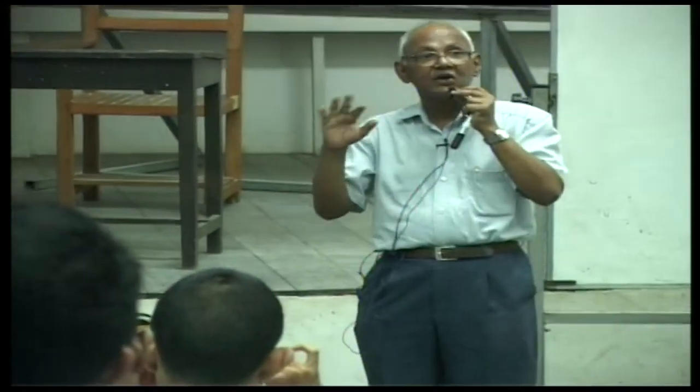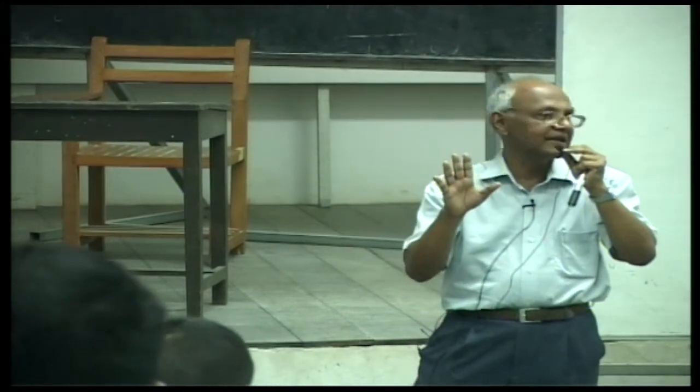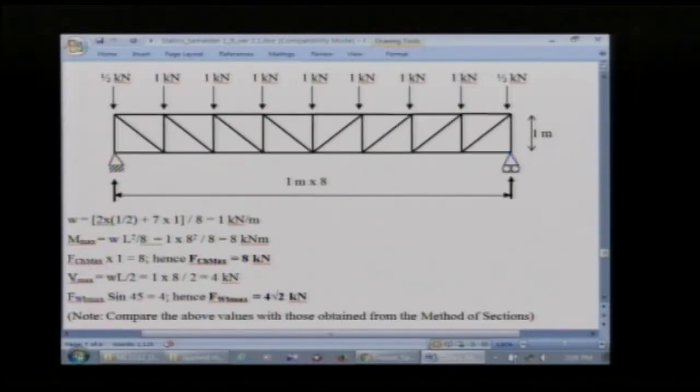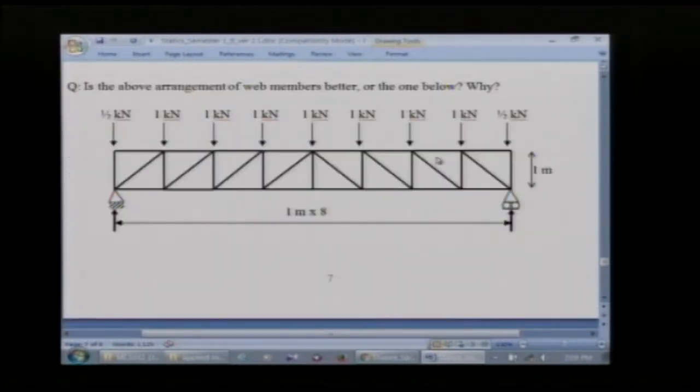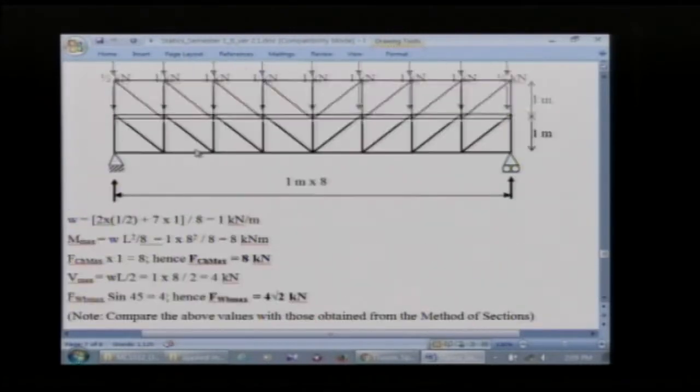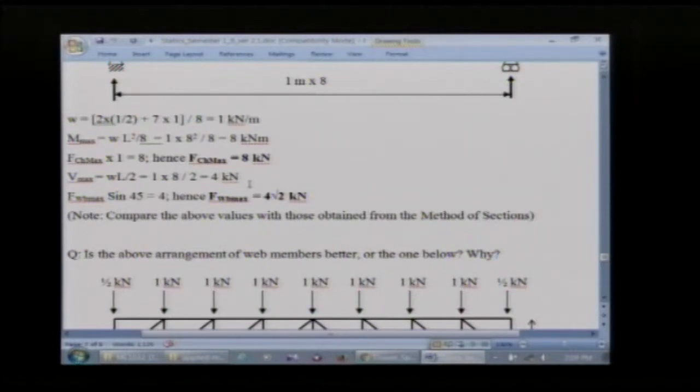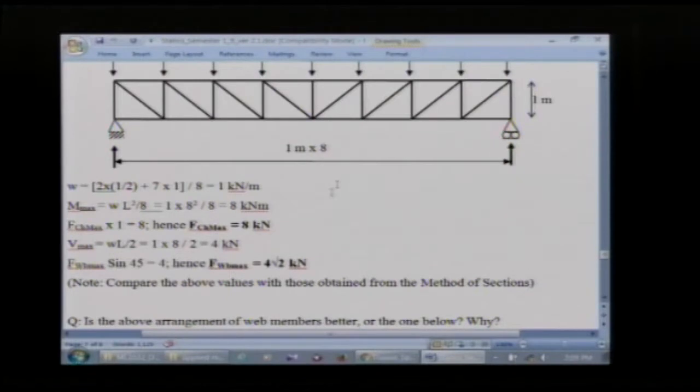So, we know the cord members have to be able to resist 8 kilonewtons. Now, how about the web members? Now, you go here, this angle is 45 degrees, so whether it's sine or cos, it's the same. So the maximum shear that has to be resisted is WL divided by 2, that is 4 kilonewtons, right. Sometimes you have this truss like this, sometimes like that, okay. Whichever way you have it, because this is just an approximate calculation, the maximum force in the web times sine 45, that will give the vertical component, should be equal to 4. And therefore, the maximum force in the web will be 4 times square root of 2, right.